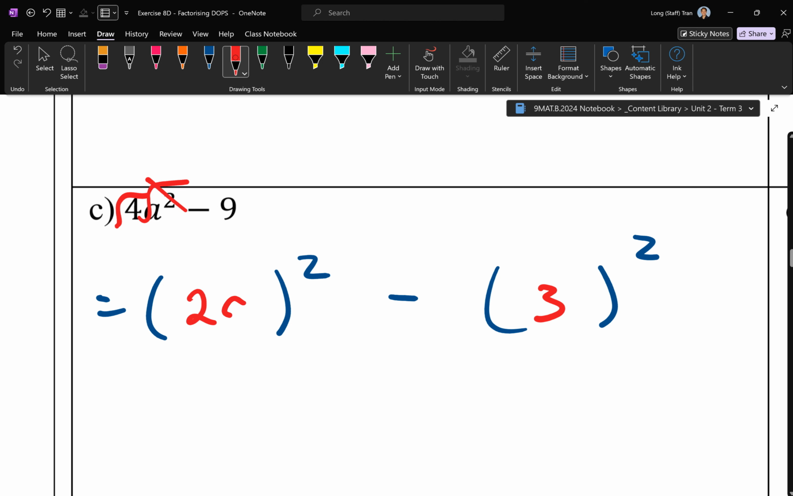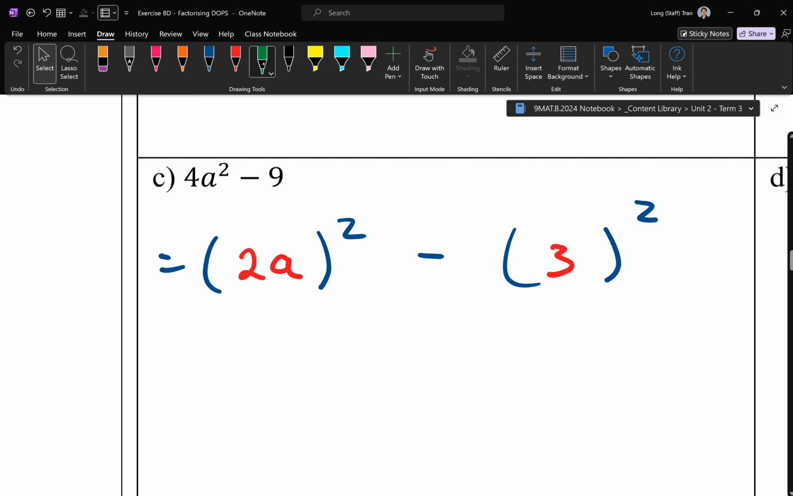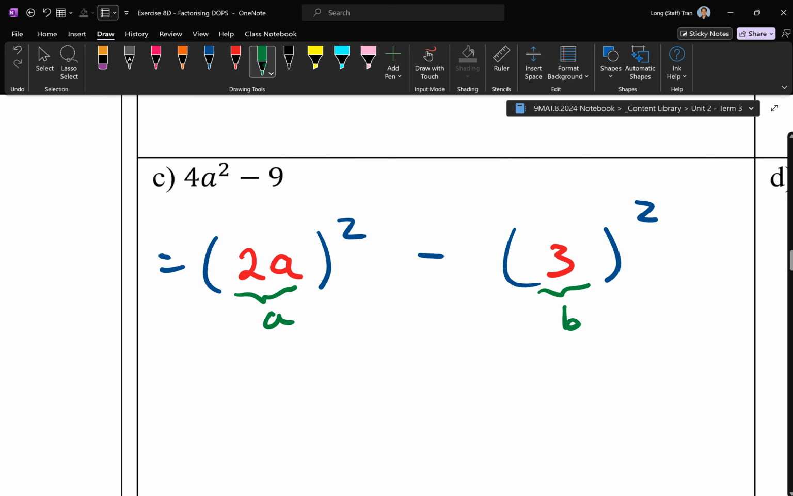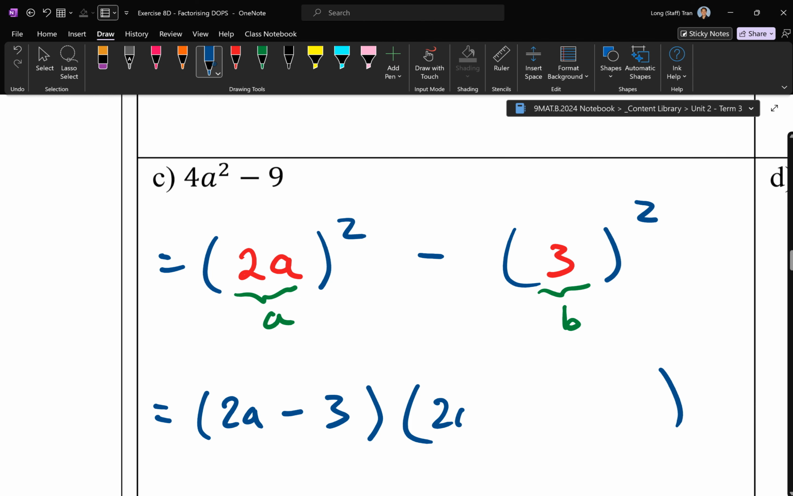Hence you end up with 2a. If you write it this way, it becomes much clearer now. Which one's my A and which one's my B? So here clearly is my A. That's my B. So according to the rule that you've copied down so far, the bracket should then be 2A, which is my A, minus B, which is 3. And again, 2A plus 3. How do we feel? Very good.